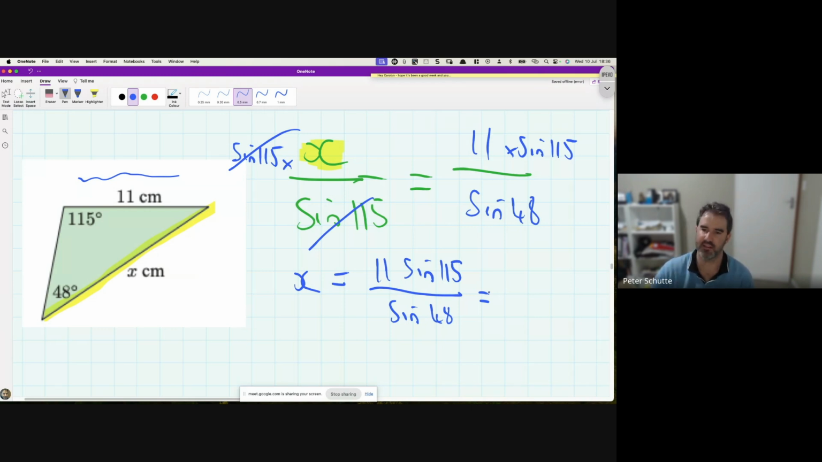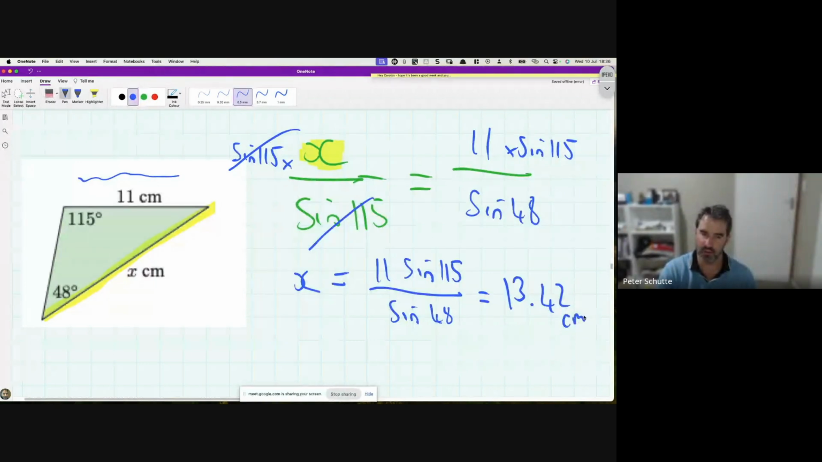Put that in your calculators and tell me what you get for that x value. Now, there's no inverse sine here. It's just normal sine. So I press the fraction button, 11, sine 115, close, then go to the bottom, sine 48, equals. I am getting the length 13.42 units, or centimeters, because the units are centimeters.